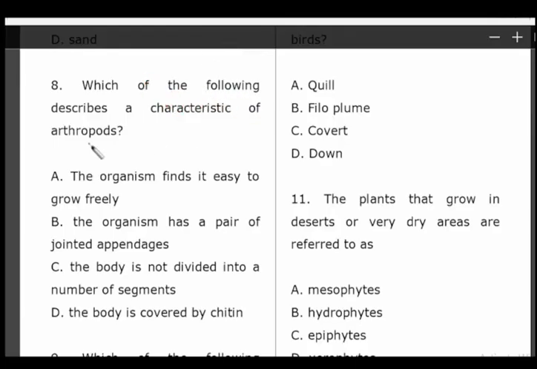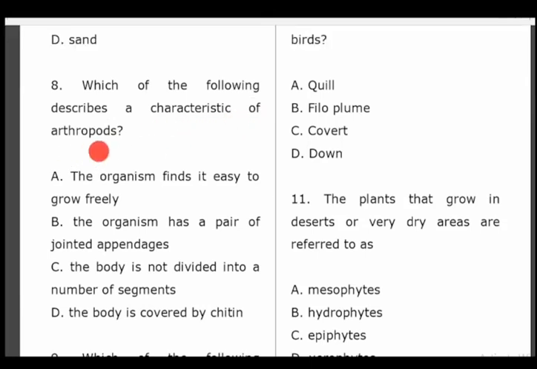Then question 8. Which of the following describes a characteristic of arthropods? A. The organism finds it easy to grow freely. B. The organism has a pair of jointed appendages. C. The body is not divided into a number of segments. And D. The body is covered by chitin. Arthropods are organisms that are basically the invertebrates. They are non-chordates. They do not have backbones.